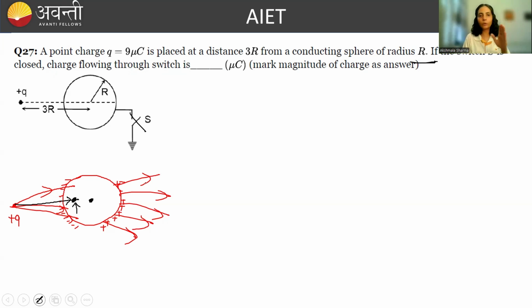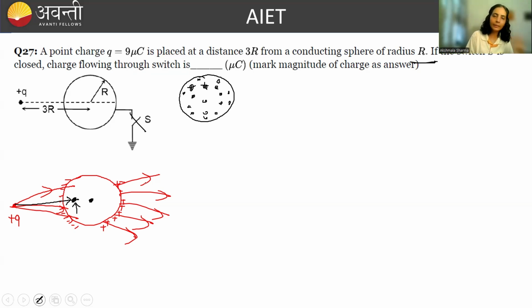Before closing the switch, let me tell you one thing also. We have already studied that if there is a conducting sphere, then potential at any inside point remains constant, and that is equal to the potential on the surface. That also we know. Now let's close the switch. So we have closed it.